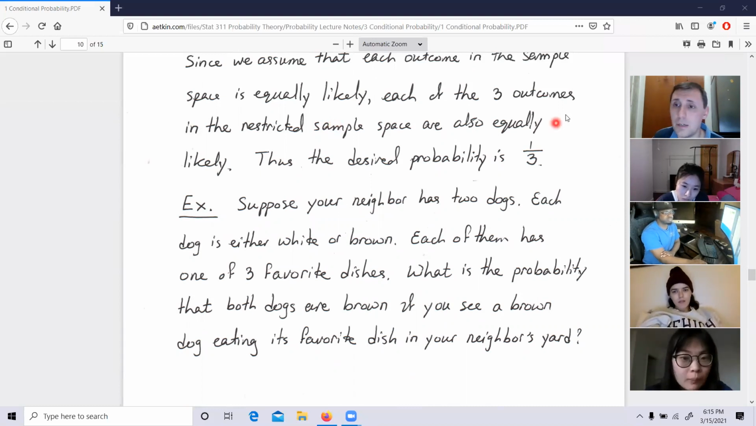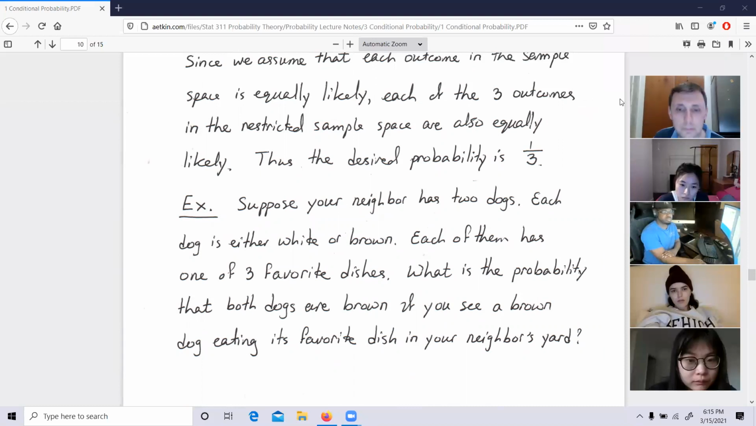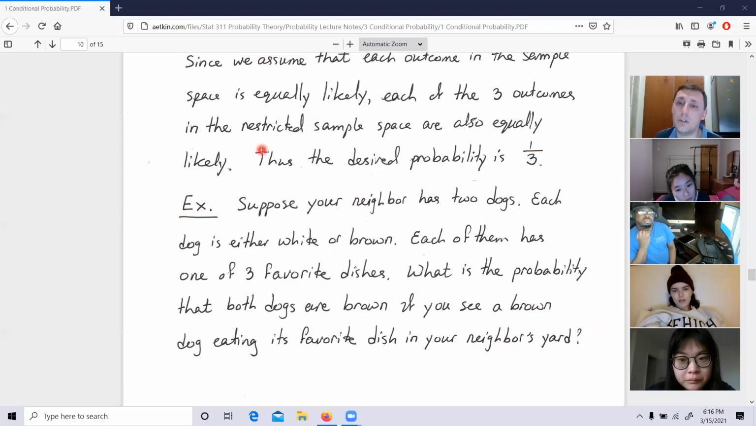I mean, let's say the collection of dishes is the same for both dogs. So there are 3 dishes, and each dog has one of those dishes as its favorite. What is the probability that both dogs are brown if you see a brown dog eating its favorite dish in your neighbor's yard? So you have not seen those dogs.